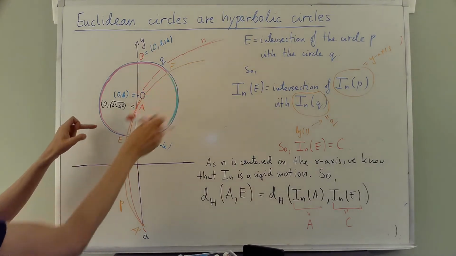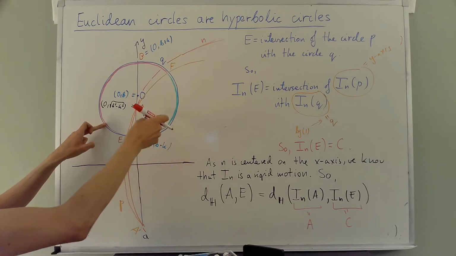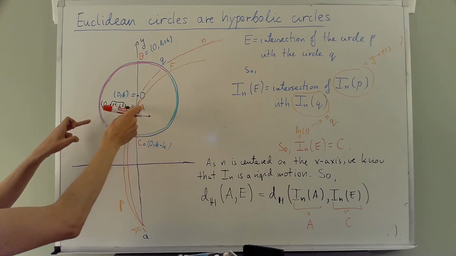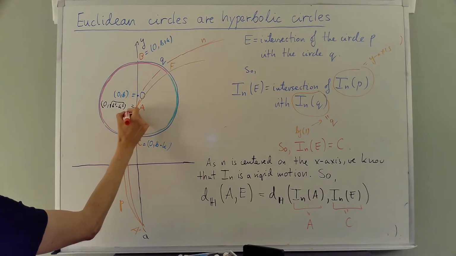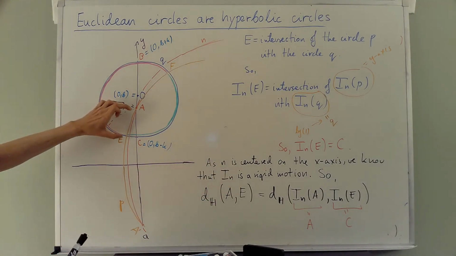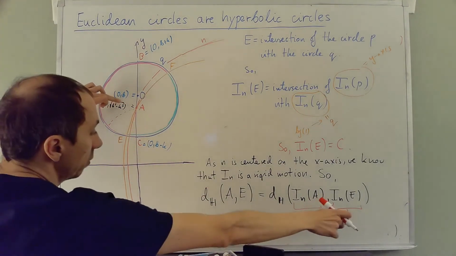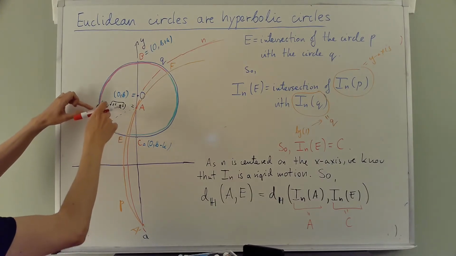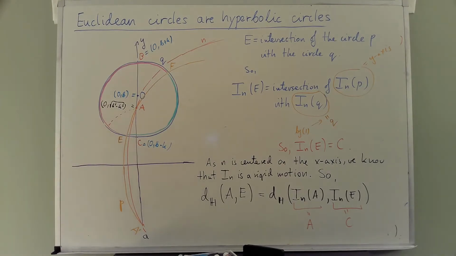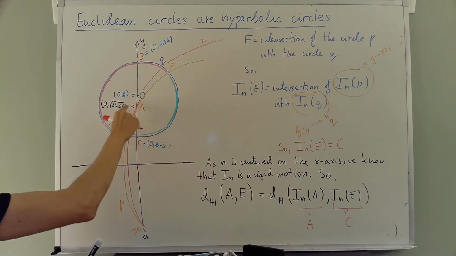Now imagine take some other point on Q, right here, and repeat the same thing, that is draw a circle that passes through both A and that point and is centered on the x-axis, and you'll get another sort of ray like this. And this whole argument, because E was arbitrary, again proves that the distance from this point to A is the same as the distance from A to C. So the hyperbolic distance of all these points here from A is equal to the hyperbolic distance from A to C.